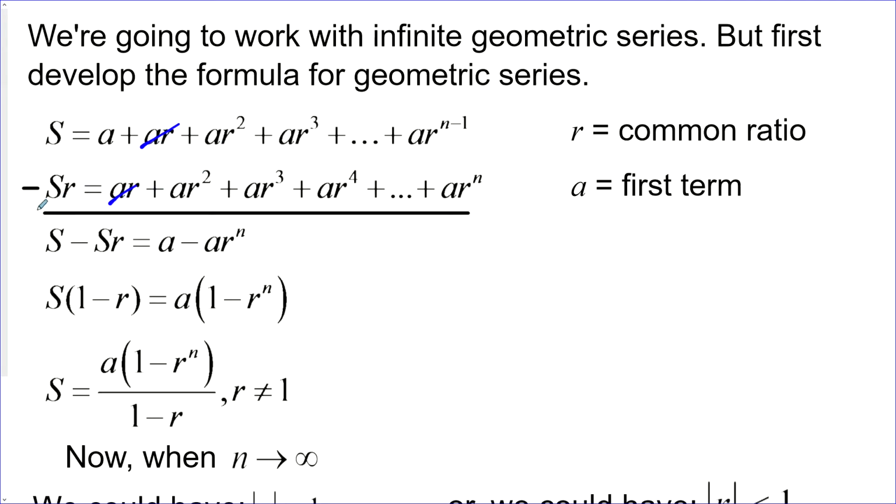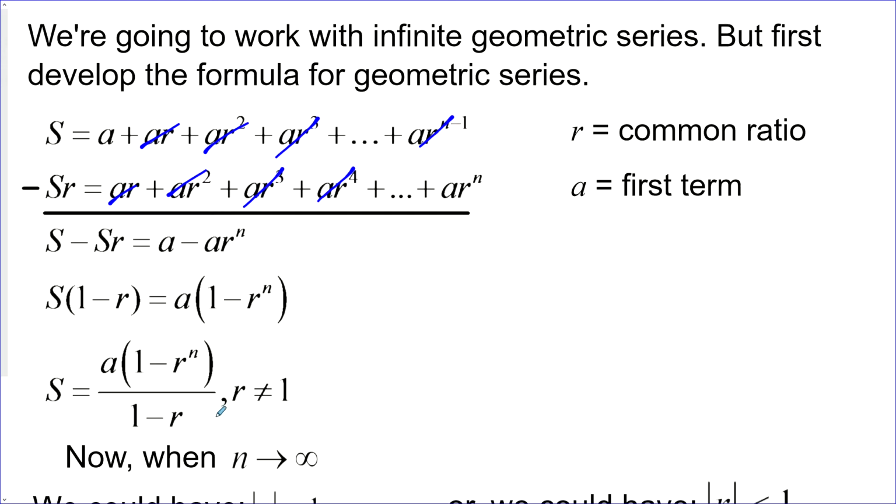AR squared minus AR squared will cancel out. You notice we're canceling things out diagonally like this, so that when we get to the end, we're just left with this term here. So that's why all of a sudden we only have two terms on the right-hand side, A minus A times R to the power of n. Now there's a couple of things we can factor out. We can factor out the S on the left and the A on the right, and then divide both sides by 1 minus R to solve for S.